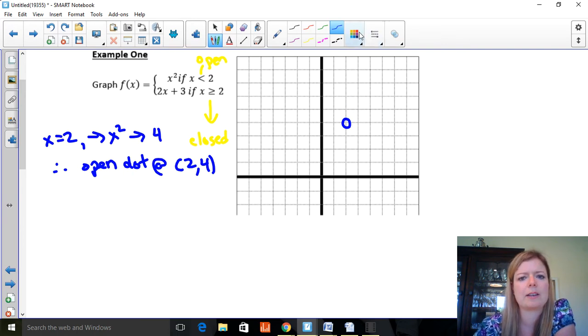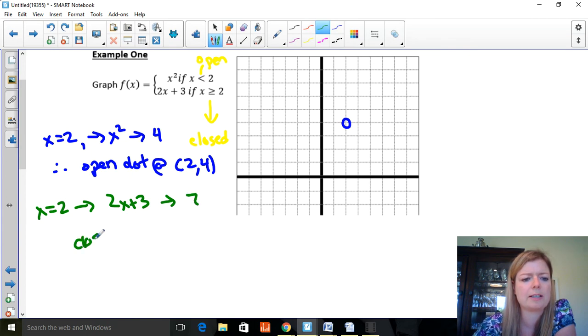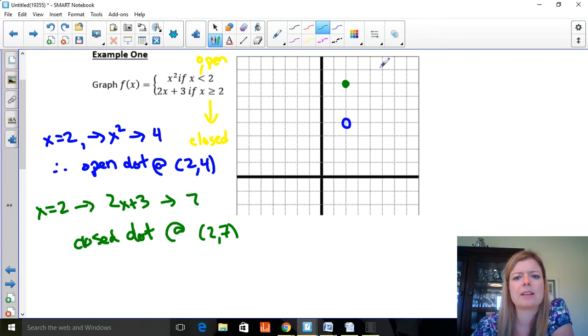to that point. Okay, now for the second part, if I have x equals 2 and I put it into 2x plus 3, 2 times 2 is 4, I get out 7. So I'm going to have a closed dot at (2, 7). Okay, so now on this side of the fence, I'm drawing the 2x plus 3, and on this side of the fence, I'm drawing the x squared.